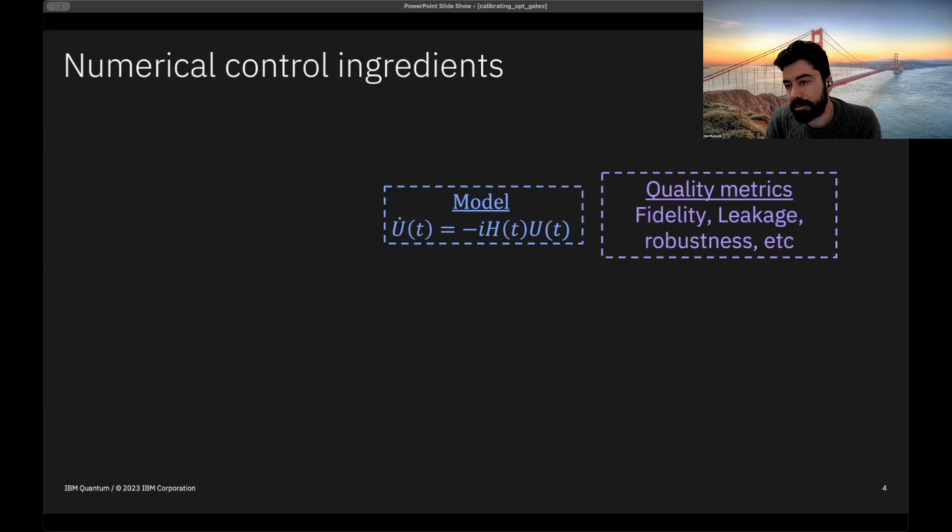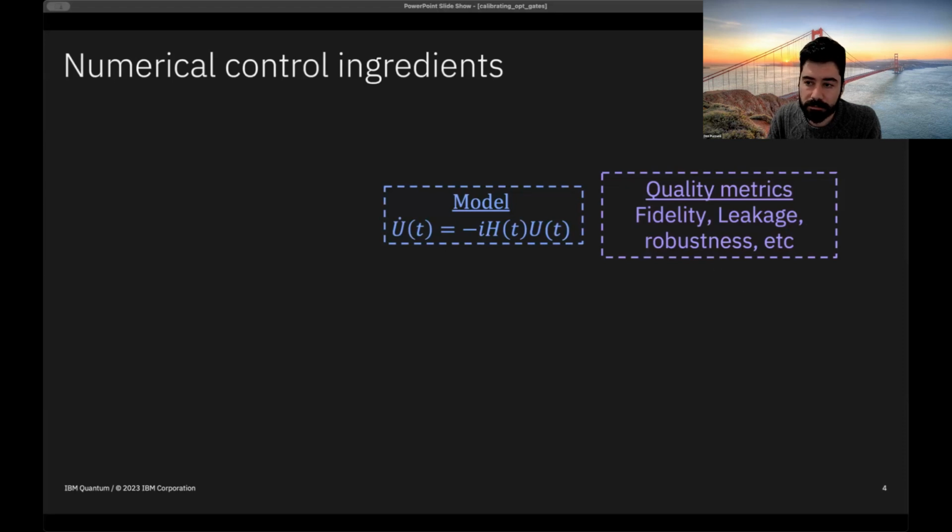And then you have some task that you want to do, like implementing a gate or doing state transfer. Starting with your model, you define what you actually want to do with it, and you encode that into some quality metrics. Like gate fidelity, or maybe you want to minimize leakage at the end of the gate, or you want this thing to be robust.